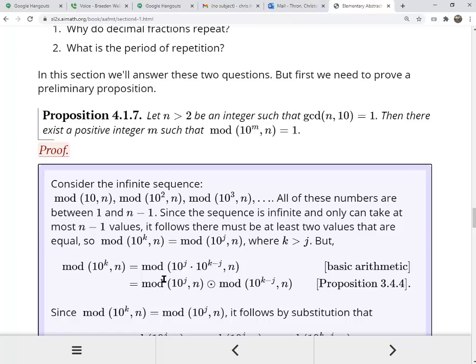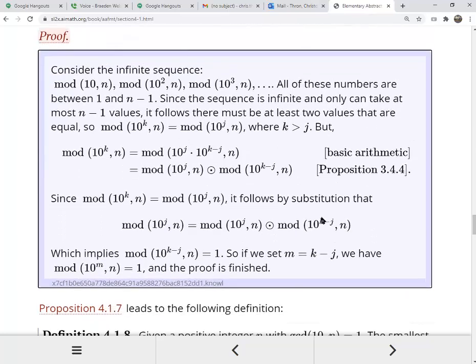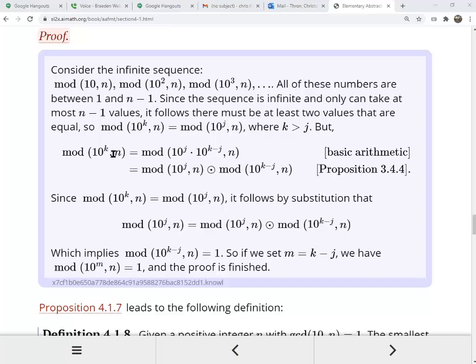Okay, but we know with modular arithmetic that we can break this up. The remainder of a product is the modular product of the remainders. All right, so the remainder of 10 to the k mod n equals the remainder of 10 to the j mod n, times this number here, using multiplication in Z_n. All right, now look, we have this number: the remainder of 10 to the k equals the remainder of 10 to the j times this number. But we know the remainder of 10 to the k is the same as the remainder of 10 to the j. So I could just replace this one here with 10 to the j.